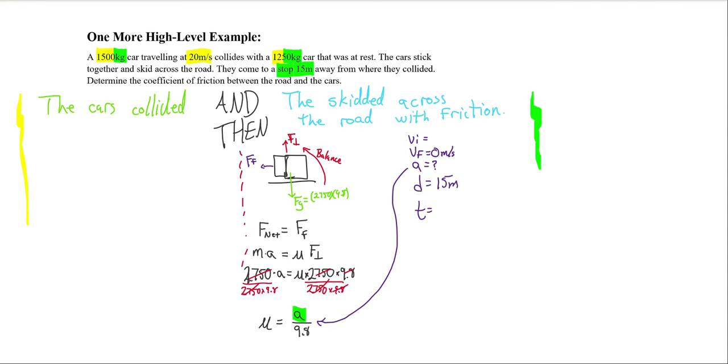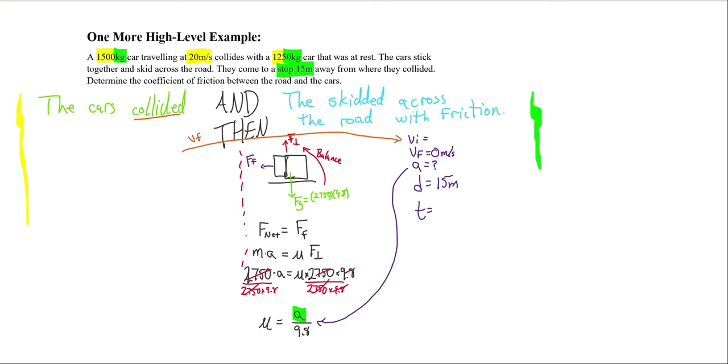Our yellow highlighted information happens before our green highlighted information. So that means the ending of our yellow situation is the beginning of our green situation. That means if I can find the final velocity when the cars collided, then that would be the initial velocity of the cars sliding with friction. So I'm needing to find VF over in this section to find my VI over in the green section.